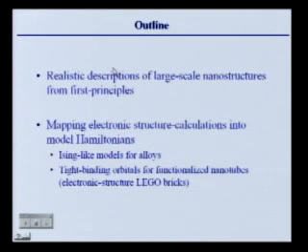Other methods scale even worse than cubic. We have discussed that standard Hartree-Fock scales as the 4th power, and highly correlated quantum chemistry methods scale as the 5th, 6th, 7th power.